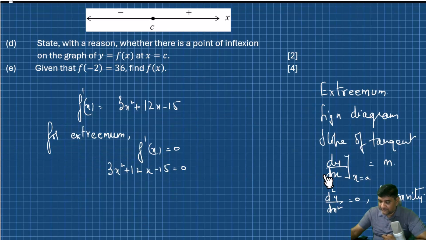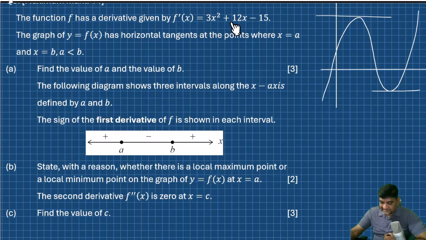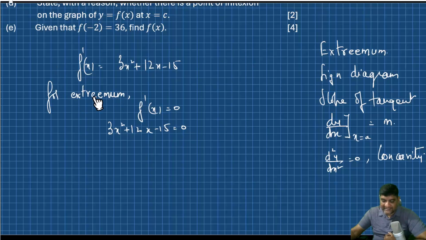There are multiple concepts that we're going to be using in this question. The idea of extremum, the sign diagram, the slope of a tangent, differentiation at a particular point gives us the slope, the idea of concavity, and what is the meaning of stationary and non-stationary point of inflection. Those are the concepts. So I'm just taking the first part, which is the function itself, 3x squared plus 12x minus 15. And for extremum, which means either a maxima or a minima, I have to equate the differentiated function to 0, which is what I have done here.